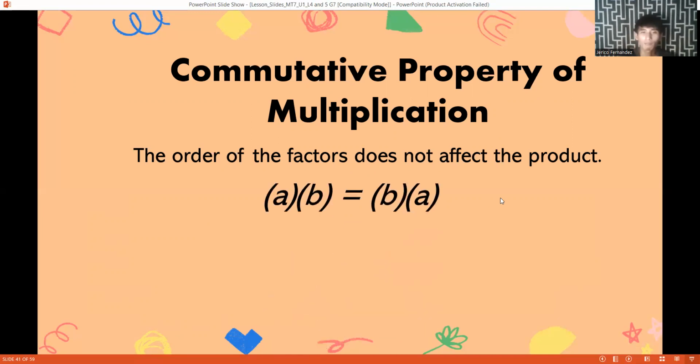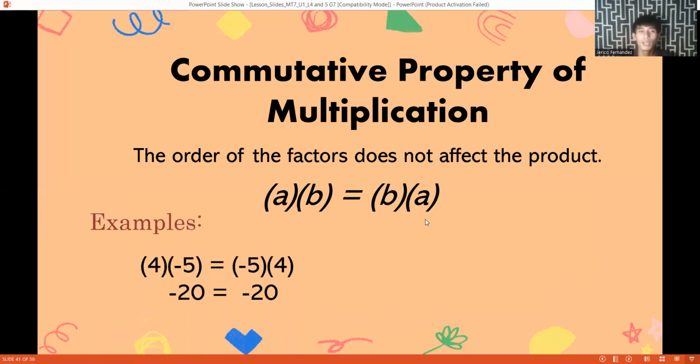Okay, tingnan natin. A times B is equal to B times A. Magkapareho lang sila. Magkaiba man sila ng position or ng order, pareho lang sila. So we have 4 times negative 5 is equal to negative 5 times 4. You can see, nagkabaliktad sila, nagkapalit ng pwesto. But, yung product natin hindi naapektuhan. Ang sagot niya ay negative 20 pa rin. Meaning, commutative property of multiplication states that the order of factors does not affect the product.